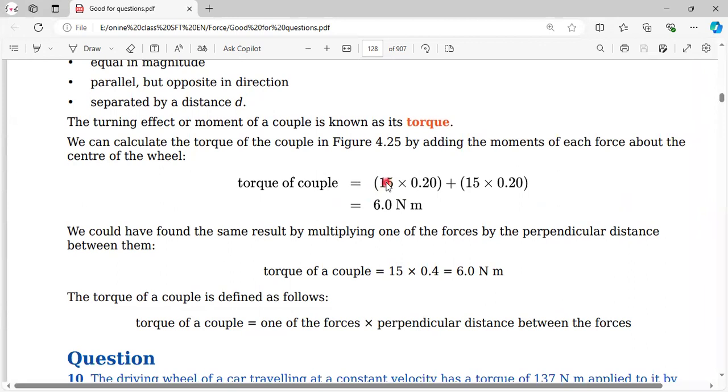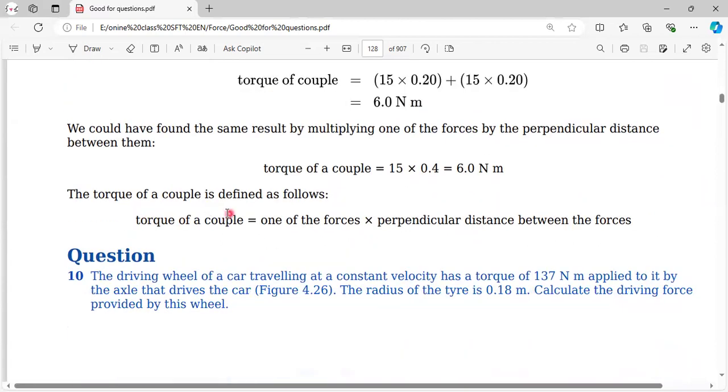If you consider the old principle of moments method, you can see that the wheel is turning in the clockwise direction, right? So 15 multiplied by 0.2 plus 15 multiplied by 0.2 is 6 Newton meters in the clockwise direction. Since this satisfies the torque or couple conditions, you can just take one force multiplied by the distance between the forces. So it is 0.4, which gives the exact same answer, right? Just the definition is different. The torque of a couple is one of the forces multiplied by the perpendicular distance between the forces.